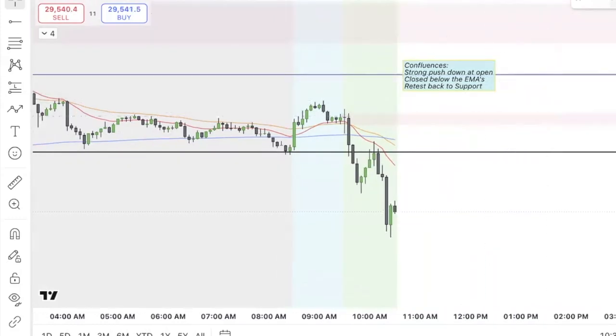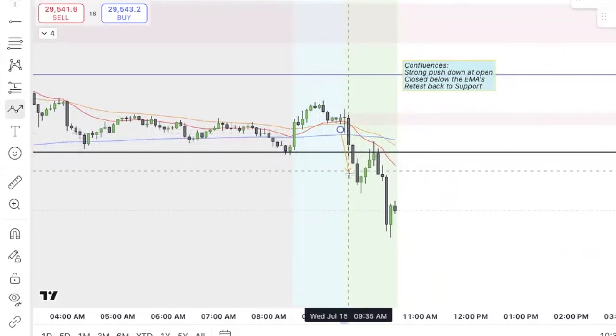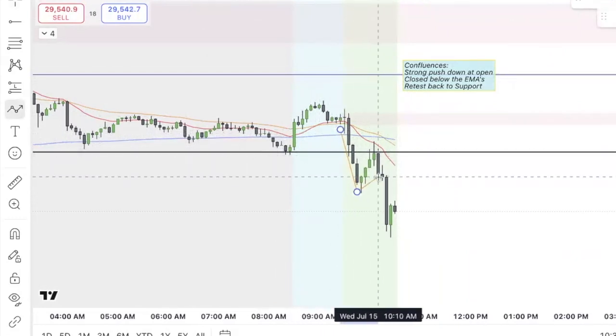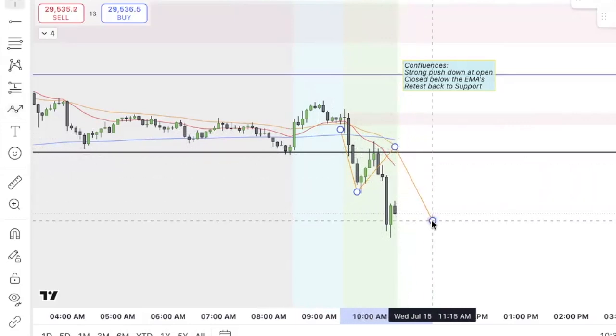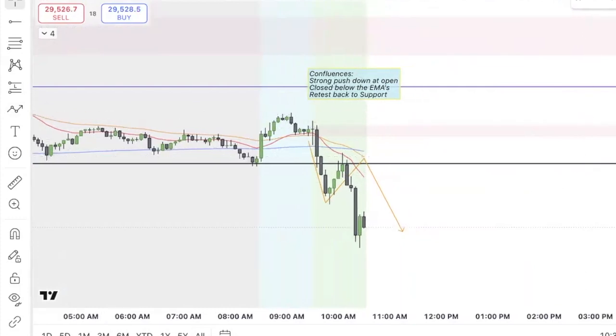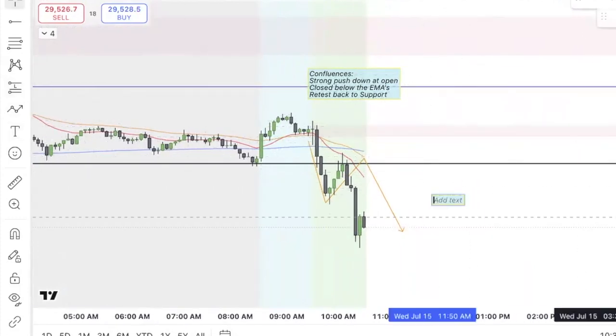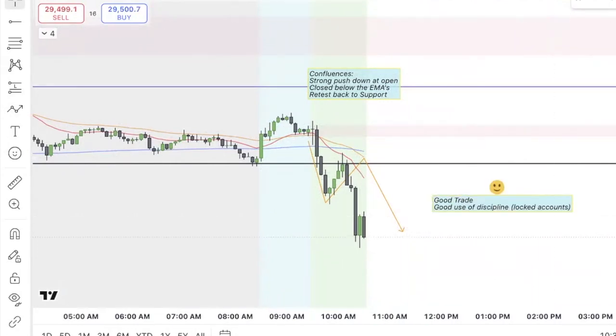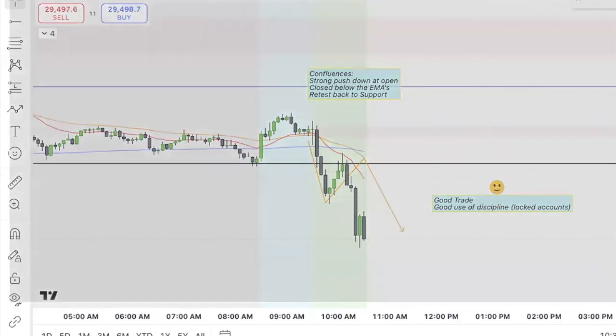All right, and then we can use our path tool to show the path of price action. So we saw price come down and break the support area, retested the support level, and continued to the downside. Give yourself some positive reinforcement. You could add some little notes here. Good trade. Good discipline. All right, and so now we're going to screenshot this and put it in our journals.